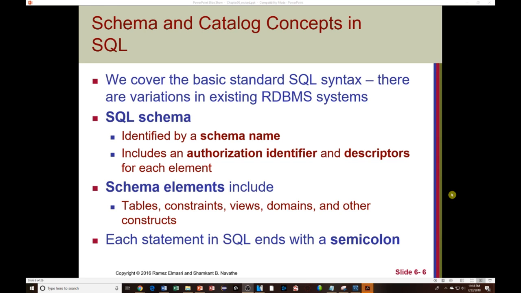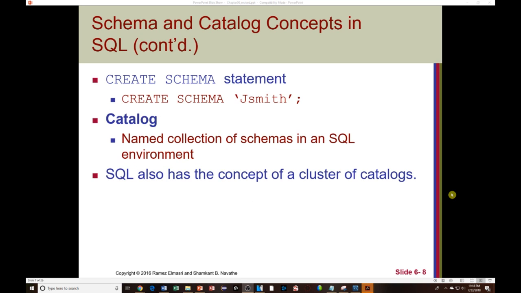The SQL schema, which we've seen with the gold star schema, is identified by a schema name. It has an authorization identifier and descriptors for each element. Such elements include the tables, the constraints, the views, domains, and other constructs. Each statement in SQL ends with a semicolon. Here's another example of a create schema statement, like the one we saw last class. A catalog is a named collection of schemas in an SQL environment, and SQL also has the concept of a cluster of catalogs.